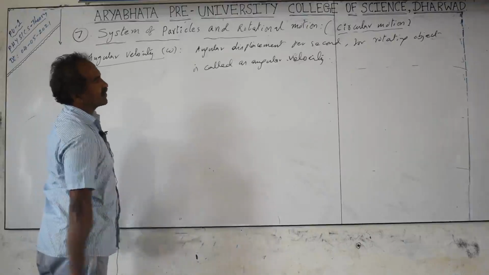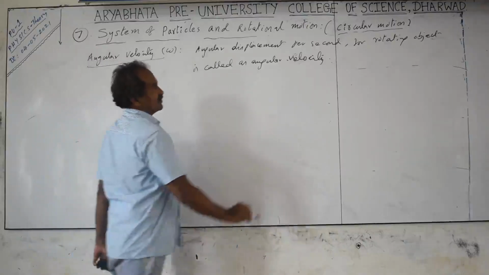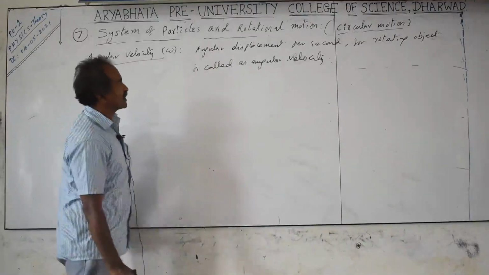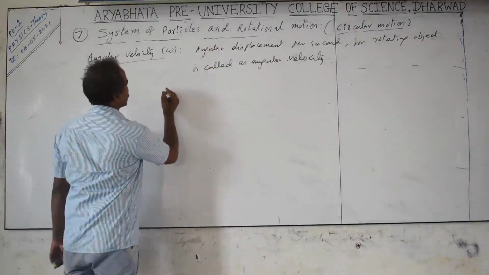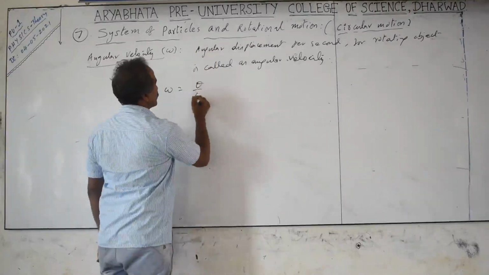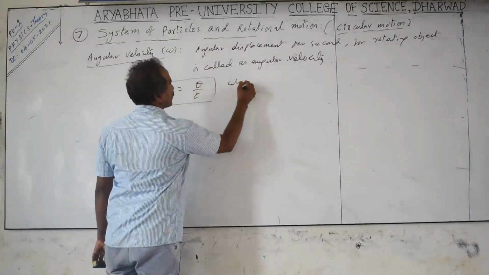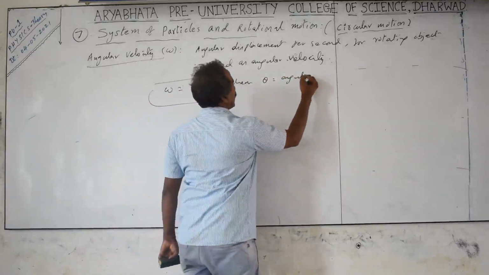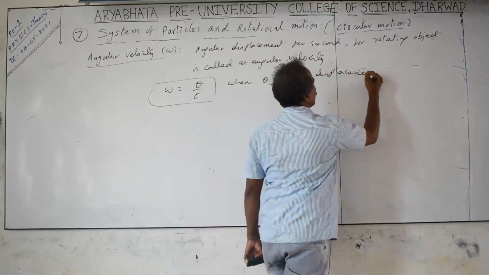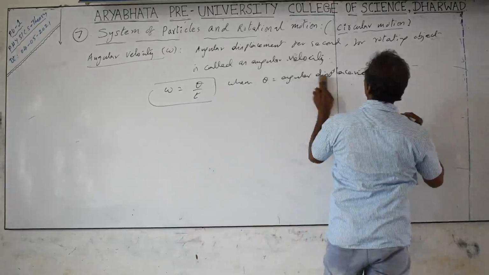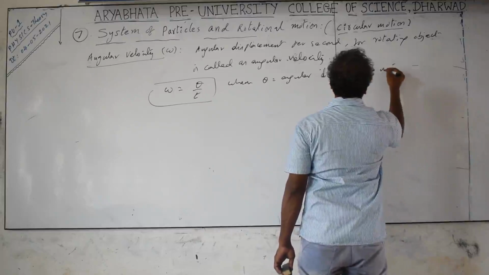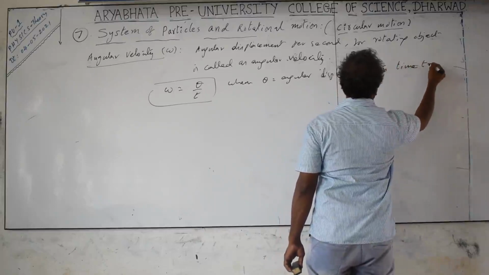Angular displacement per second for rotating object is called as angular velocity. Writing this rotating object is not compulsory. When you are asked for the definition, you just need to know that angular displacement per second is enough. It is called as angular velocity. That means this omega is nothing but equal to angular displacement theta by t, where theta is angular displacement in time t.